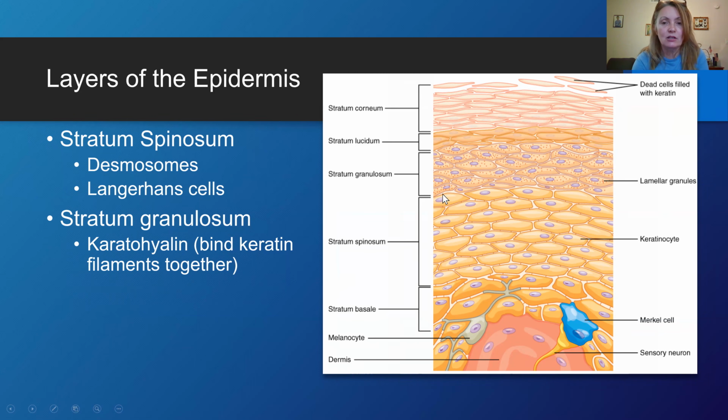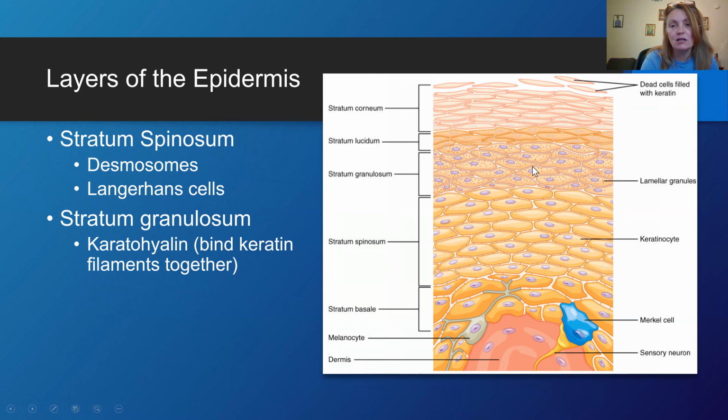Now, next one is granulosum. So this is the stratum granulosum. If you use a microscope, you really can see this layer pretty well, because you will see lots of granules. Those cells are full of a protein called keratohyalin that binds keratin filaments together. It will have all these lamellar granules with keratohyalin, and will have this appearance of a granular structure. That's why it's called stratum granulosum.